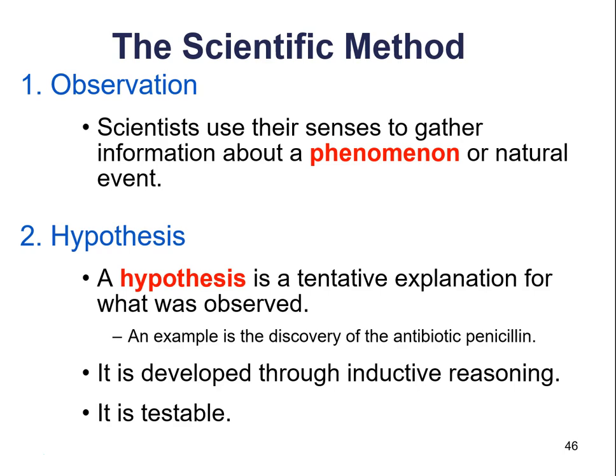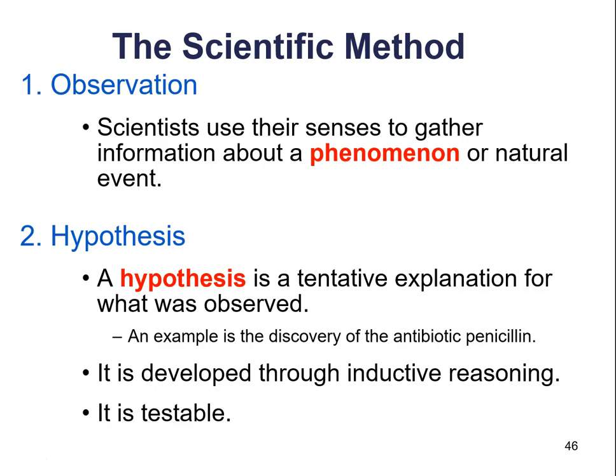The penicillium mold basically secreted a substance, an antibiotic, that could kill the bacteria. And so a tentative explanation for this when he saw it was that the mold is producing a substance that kills the bacteria. That was his tentative explanation, and then he did experiments to test that. And so that's the hypothesis. It's just a statement that explains what you observed. Simple as that.